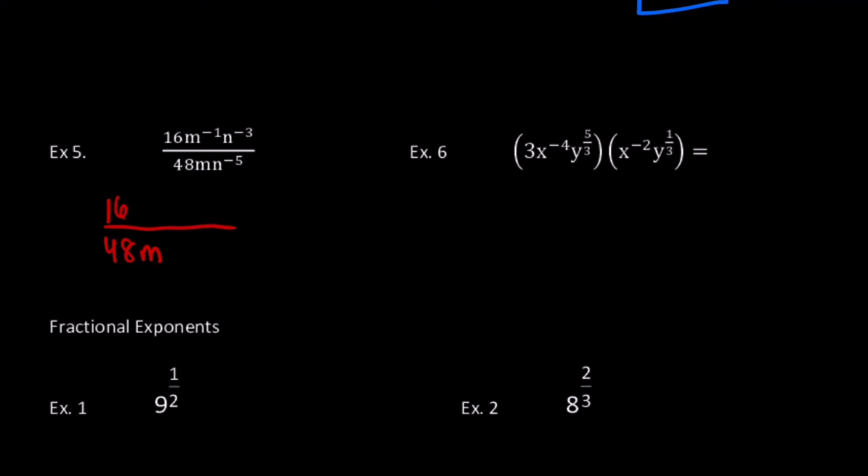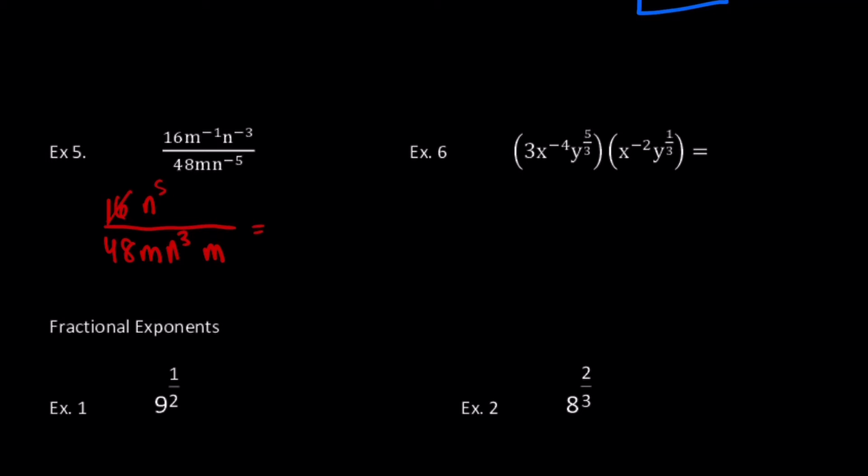I have an m to the 1, or the first, goes in the denominator. An n cubed goes to the denominator. And then I have an m down there from before. And that n to the negative 5 goes to the numerator as n to the fifth. So deal with all the negatives first. Then we can start simplifying.